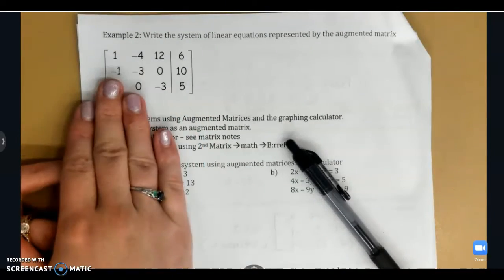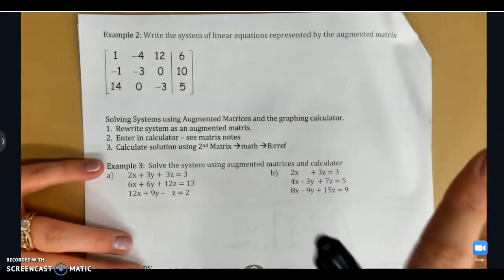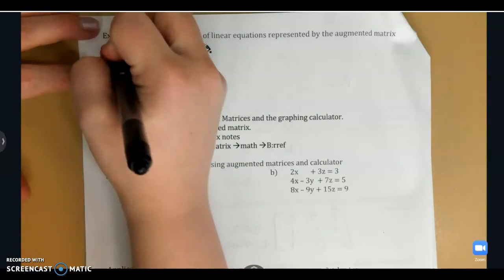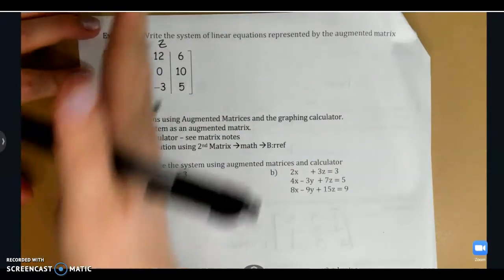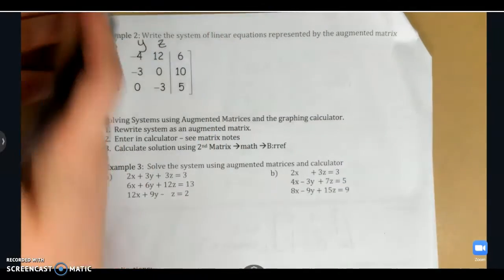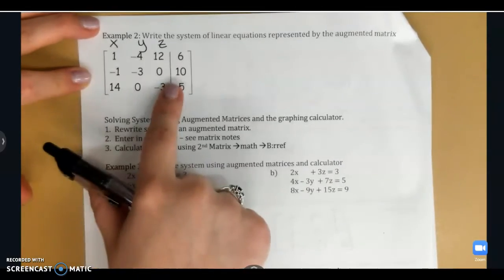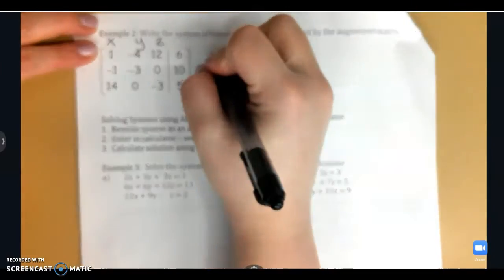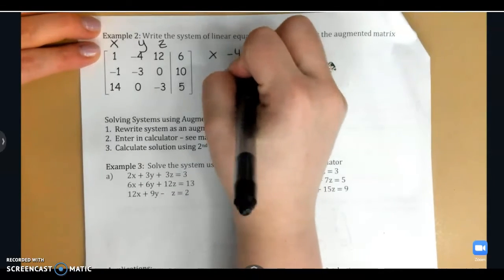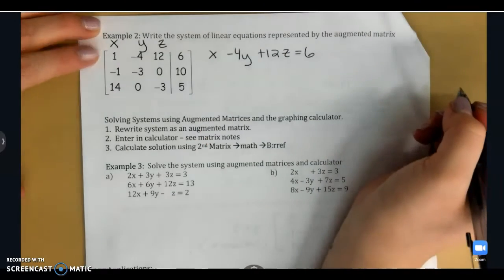So everything on the left is going to be our coefficients for the variables, and everything on the right is going to be our constants. So remember, all of our coefficients are ordered by the variable they correspond with. So everything here is x, everything in our second column is y, and everything in the third column would be z. So writing this first equation, I would have 1x minus 4y plus 12z equals 6.